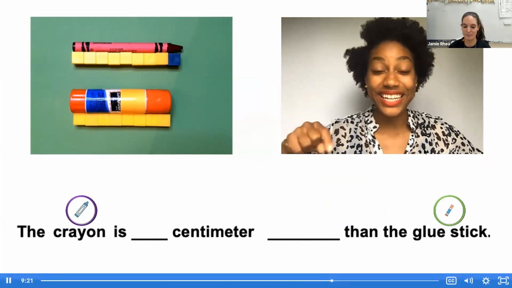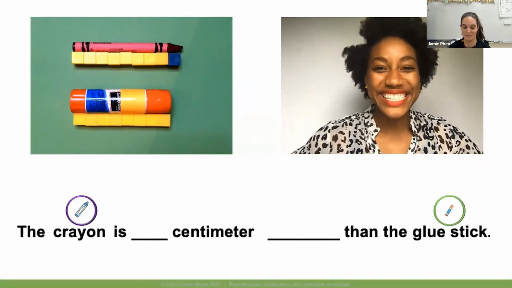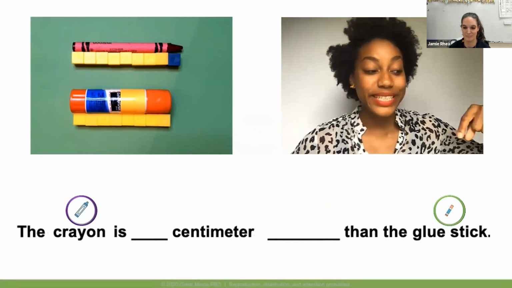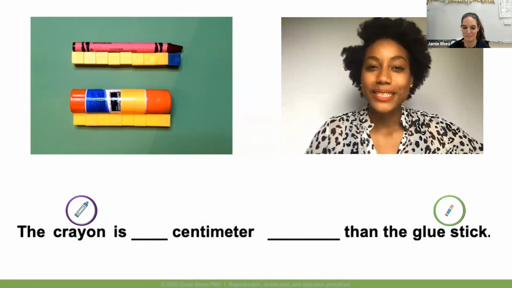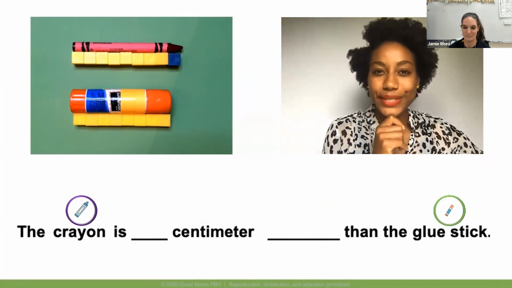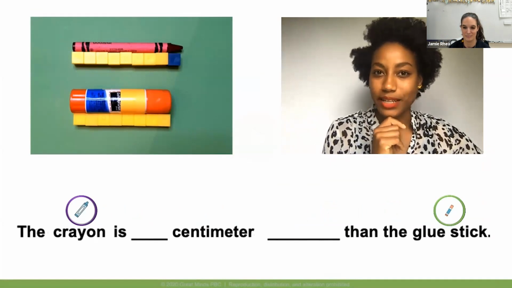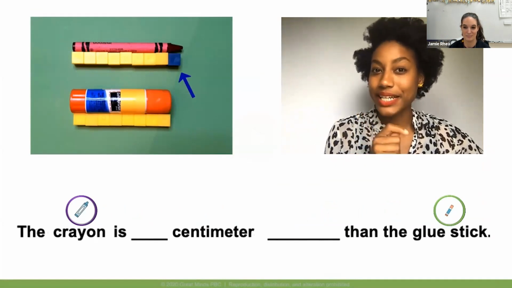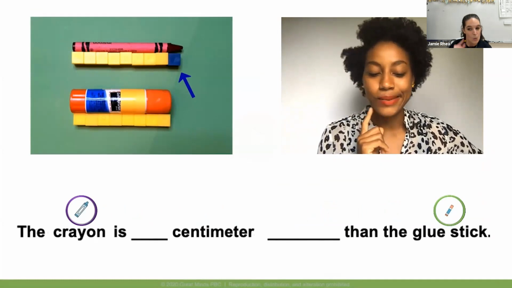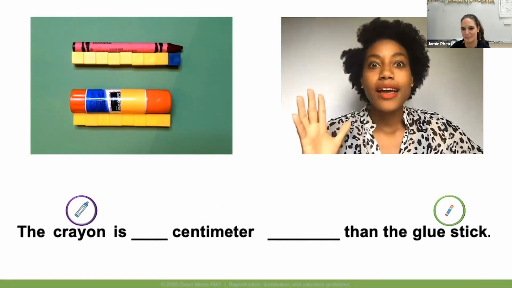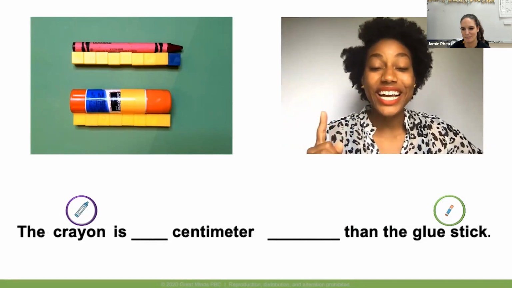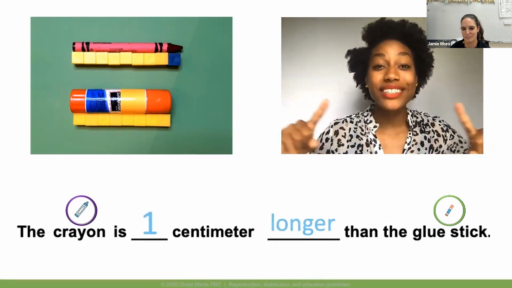The crayon is blank centimeter blank than the glue stick. If the glue stick is 1 centimeter shorter, that means the crayon is 1 centimeter longer. I think I got it. The crayon is 1 centimeter longer.